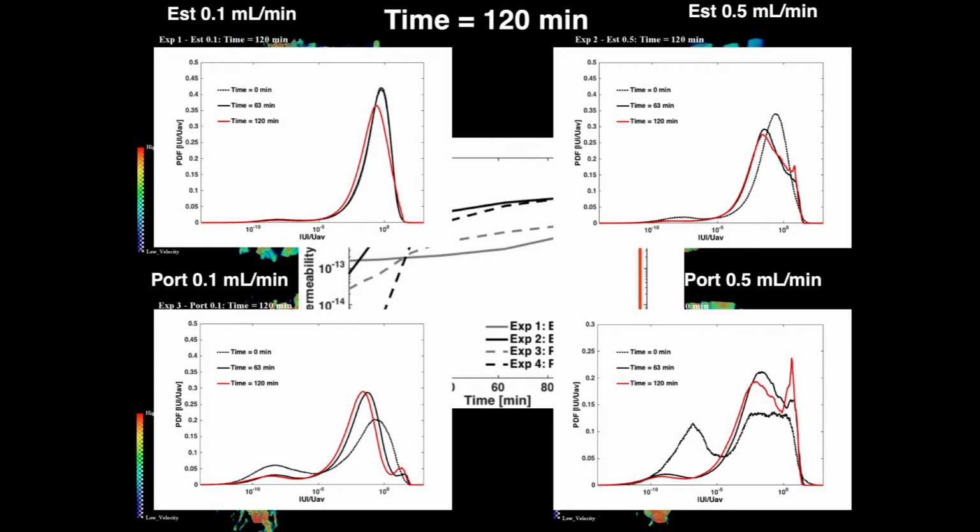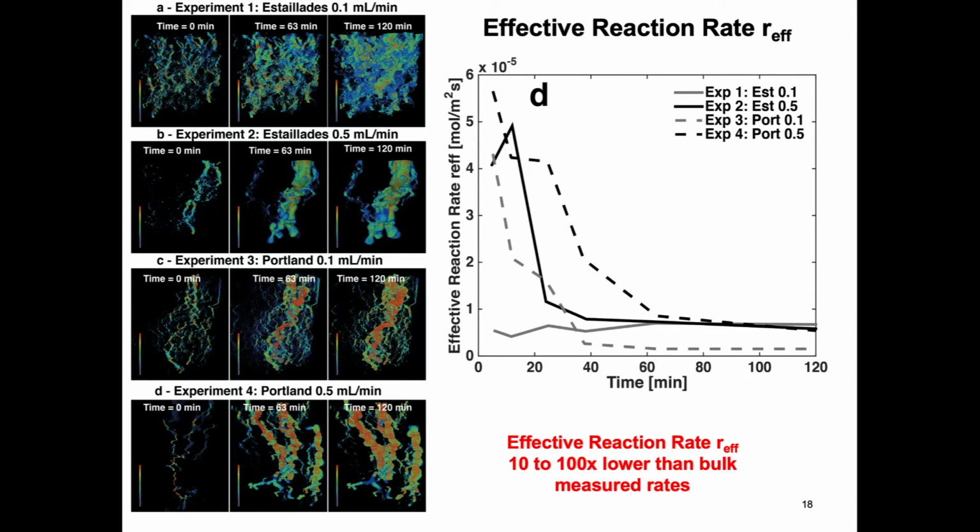The most significant feature is that the reaction rates are much lower than the values measured on a flat surface with no transport limitations. Initially, the effective rates are at least 10 times lower, declining to 100 times lower at later times. This demonstrates that reaction is severely limited by the rate of transport of reactants to the solid surface.